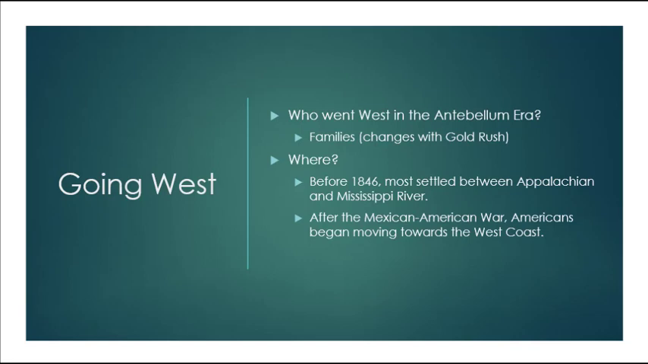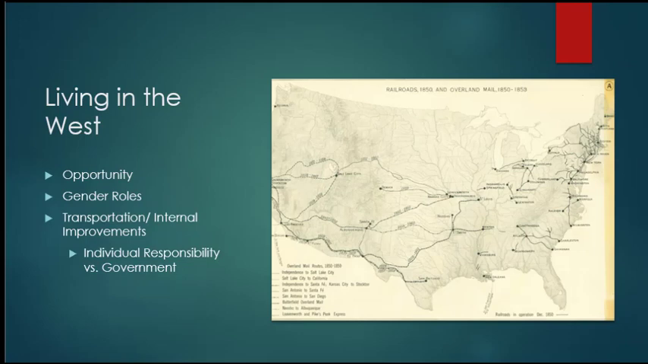Where are they going? Before 1846, most of these settlers are settling between the Appalachian Mountains and the Mississippi River. The reason being is this is the territory that is available. The Louisiana Purchase took place in 1803 and opened up all that territory, and so that's why most people are settling in this region before 1846. But after the Mexican-American War, we're going to see Americans moving toward the West Coast and moving further west. So most of the people that settle in the West before 1846 are living between the Appalachian Mountains and the Mississippi River, and they mostly live close to water.